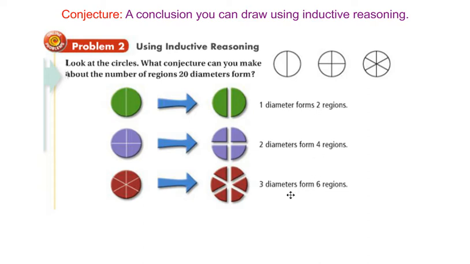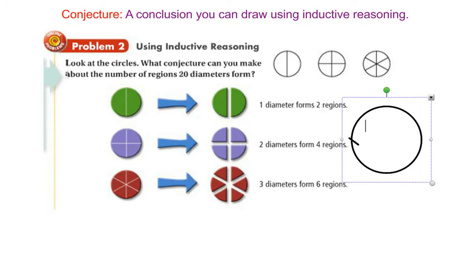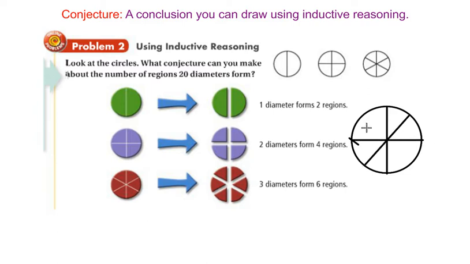Well, I guess what we can do is we can draw a figure with 4 diameters. Let's see if we can do that. So let's draw a circle with 4 diameters. Okay, so let's draw a circle like that. There we go. And let's draw 4 diameters. That did not start off very good. Let's try this again. So we've got 1 diameter. We've got a second diameter. We've got a third diameter. We've got a fourth diameter.